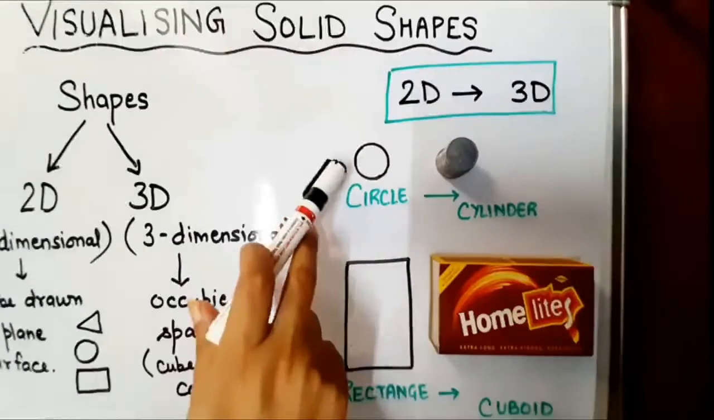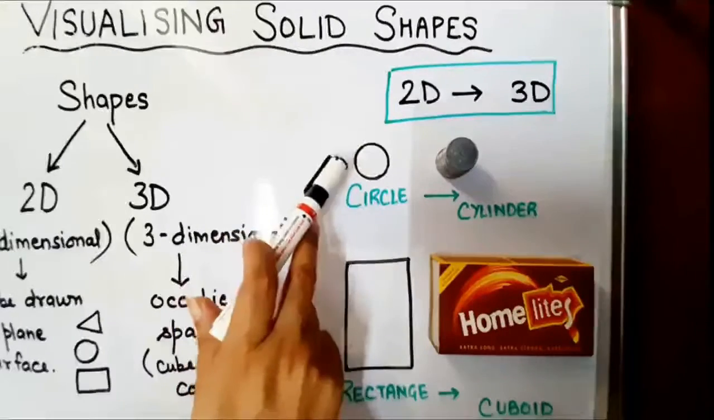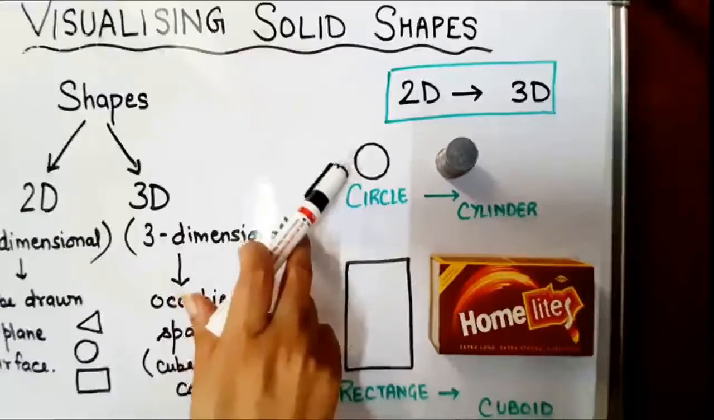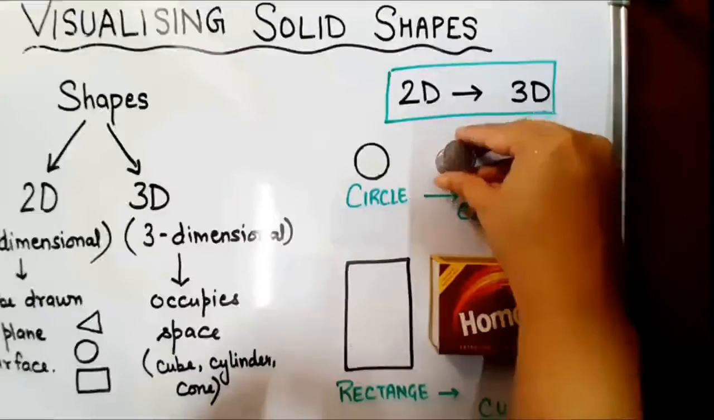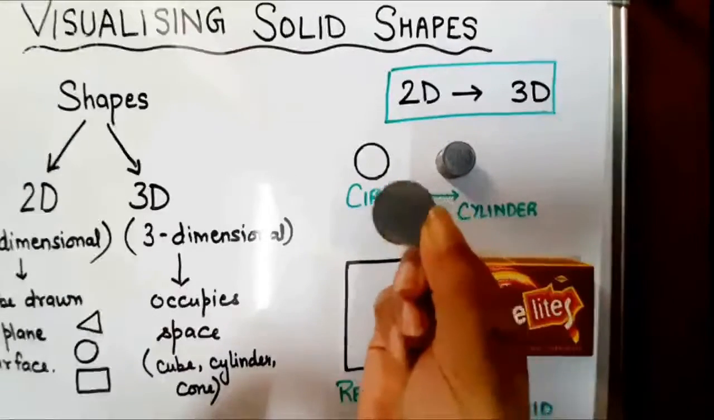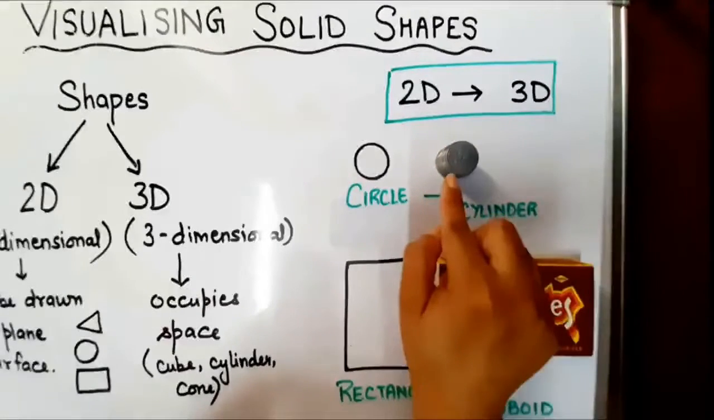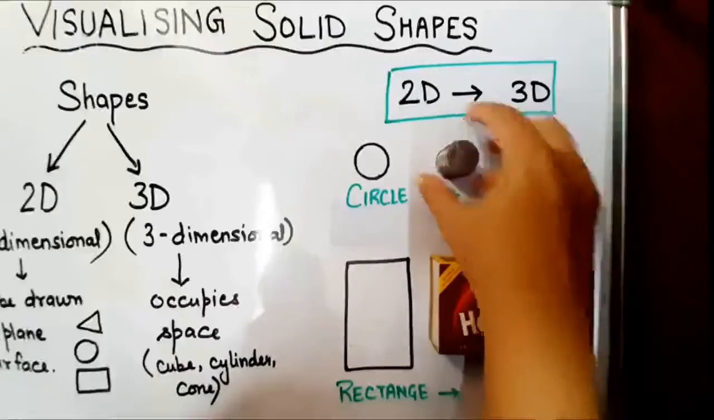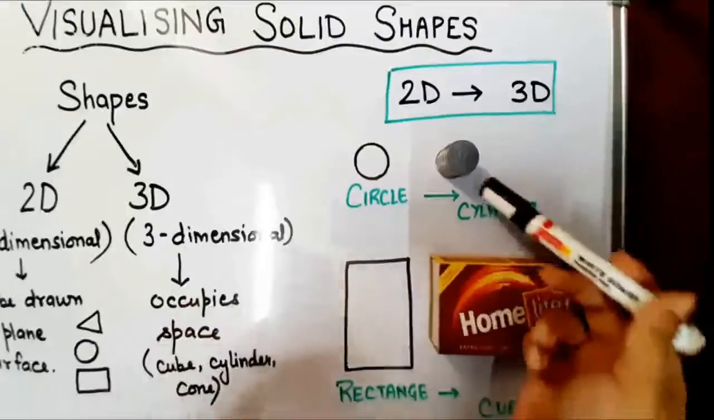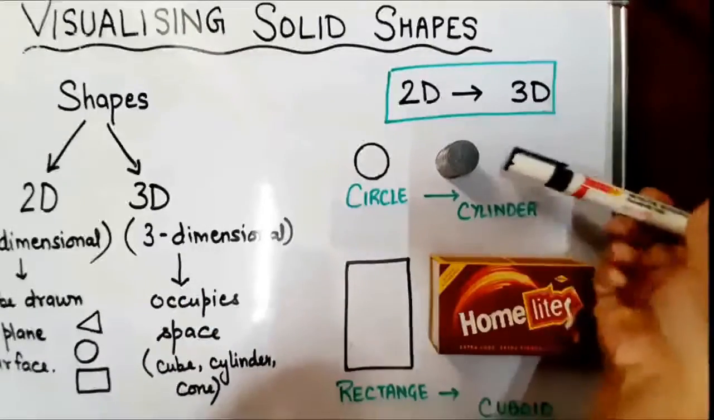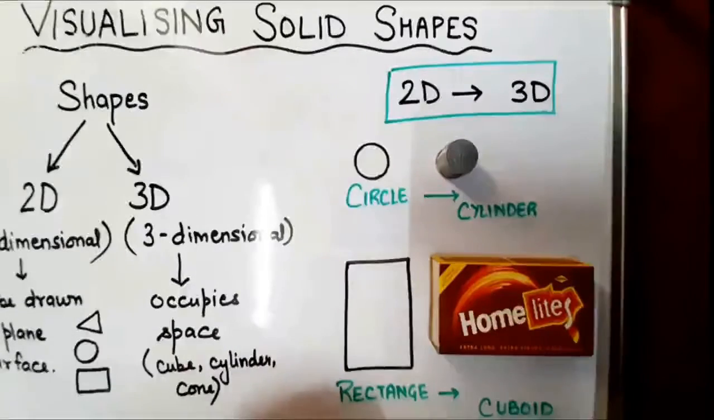Here we have a circle. As we all know, a circle can be drawn on a plane surface. It is a two-dimensional shape. I've taken coins of 2 rupees here. This coin has a circular shape, but when I stack these coins one above the other, now they form a cylinder. So when I stack circles one above the other, I've given them a third direction. This third direction converts it into a three-dimensional shape, which is a cylinder.